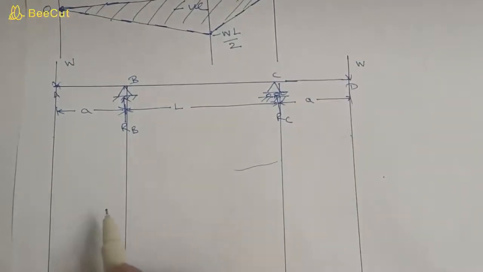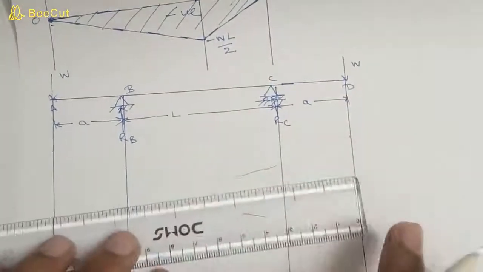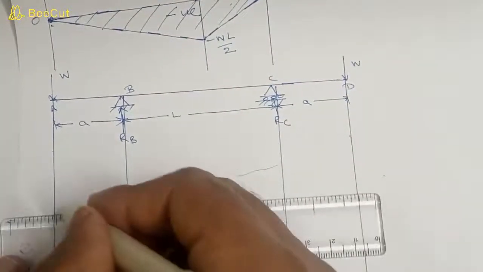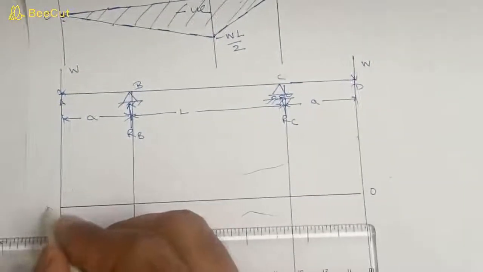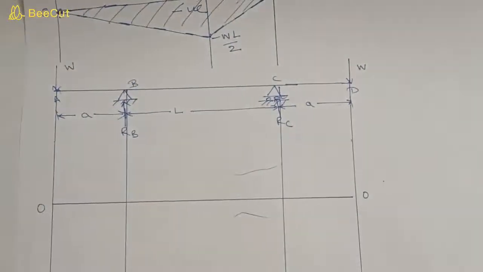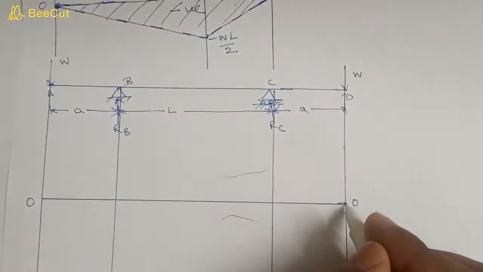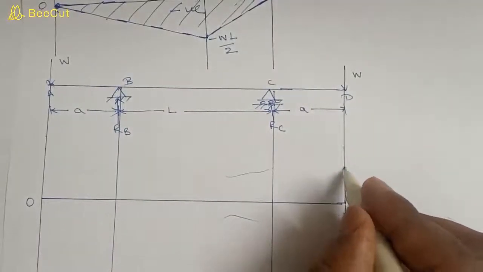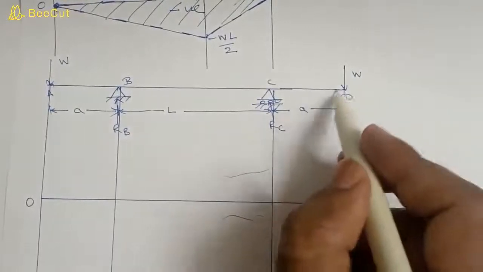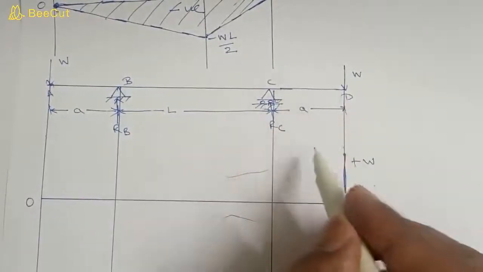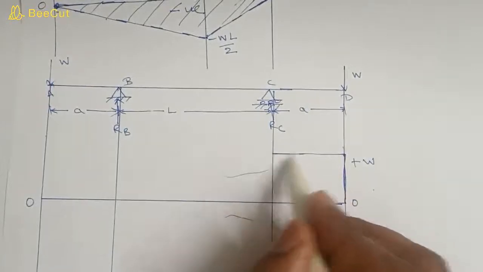Now suppose this is the 0 0 shear force line. We will draw the shear force line for 0 0 shear force. This is 0, this is 0, so shear force is plus W here, so we will draw it plus W, and there is no other force from D to C, so shear force will be constant from this point to this point.